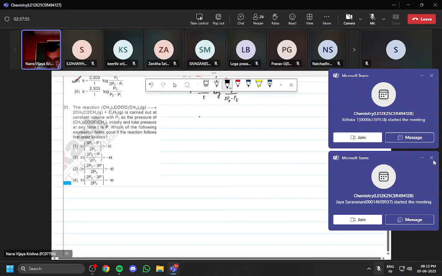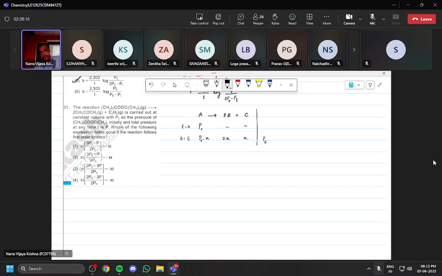I am writing this as A gives rise to 2B plus C. At time t equal to 0, what they give? P naught. At time t equal to t, they gave this as P naught minus X, 2X, X. From here, what is PT equal to? P naught plus 2X. Total pressure is this plus this plus this, so PT is nothing but P naught plus 2X. In the question, they gave that as P.